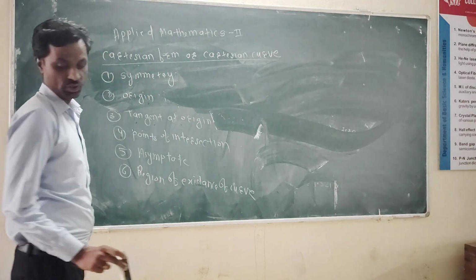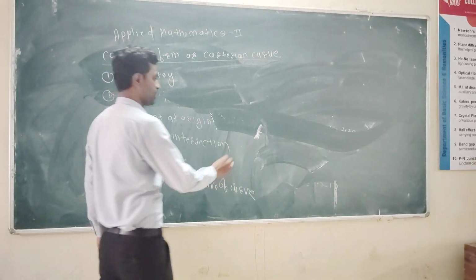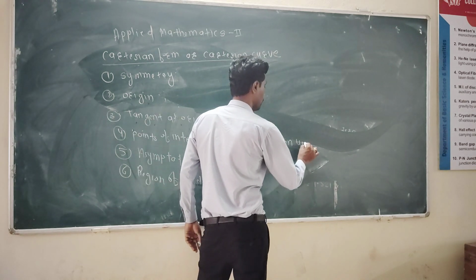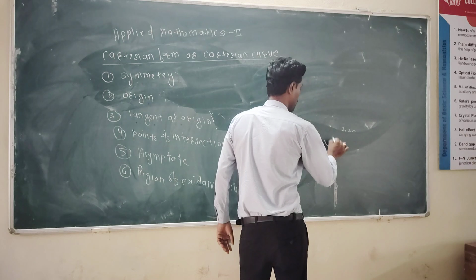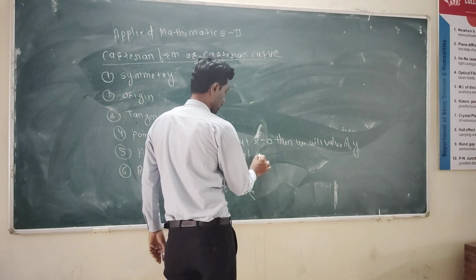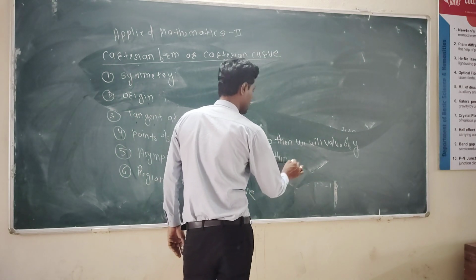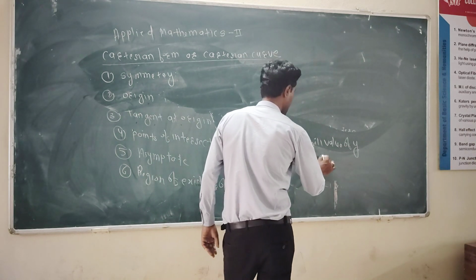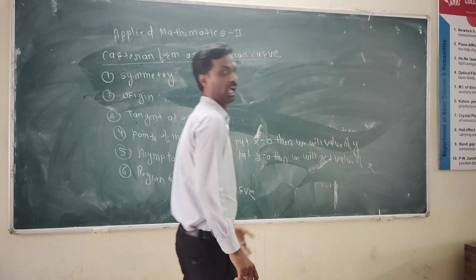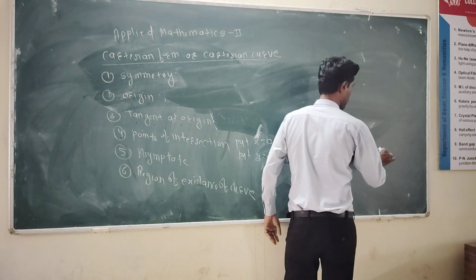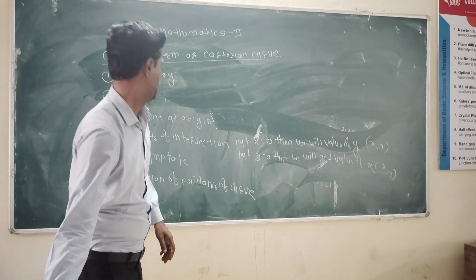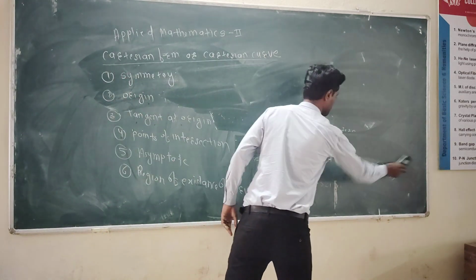So after that, points of intersection. For points of intersection, put x is equal to 0, then we will get the value of y. Put y is equal to 0, then we will get the value of x, and just write down in order here x comma y, x comma y. With the help of that, we can find the points of intersection.